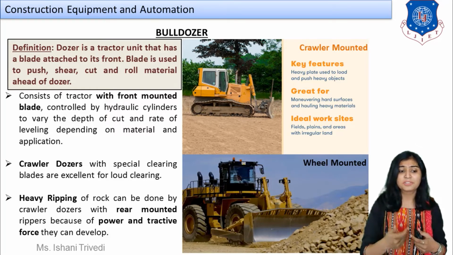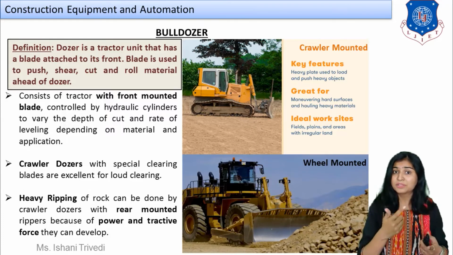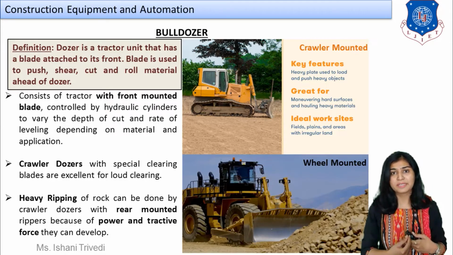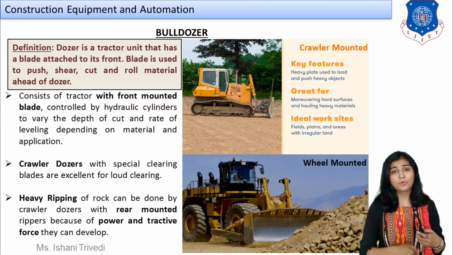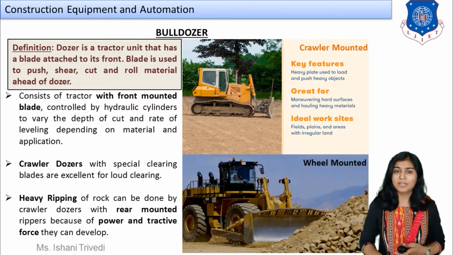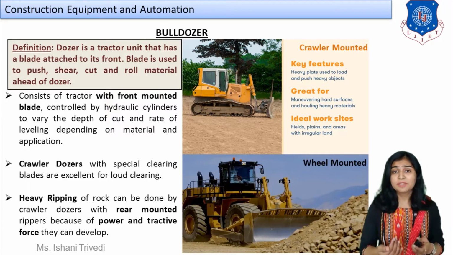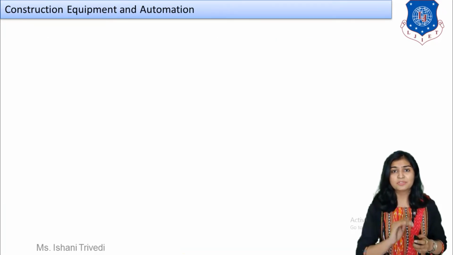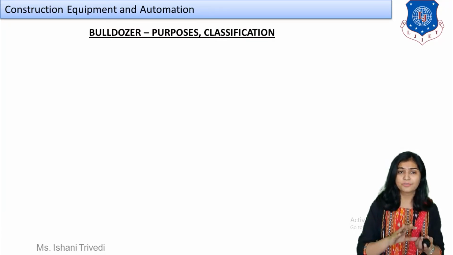So it can be done with rear mounted rippers also, not just rear mounted, it can be done with front mounted also, right? Because of the power and tractive force they can develop. If you put it rear mounted, they can generate more tractive force, and that's why you can carry it out with rear mounting as well. Now these blades will always have a bolted connection for easy displacement and to change the position of different shapes of blades, for the rear and for the front.